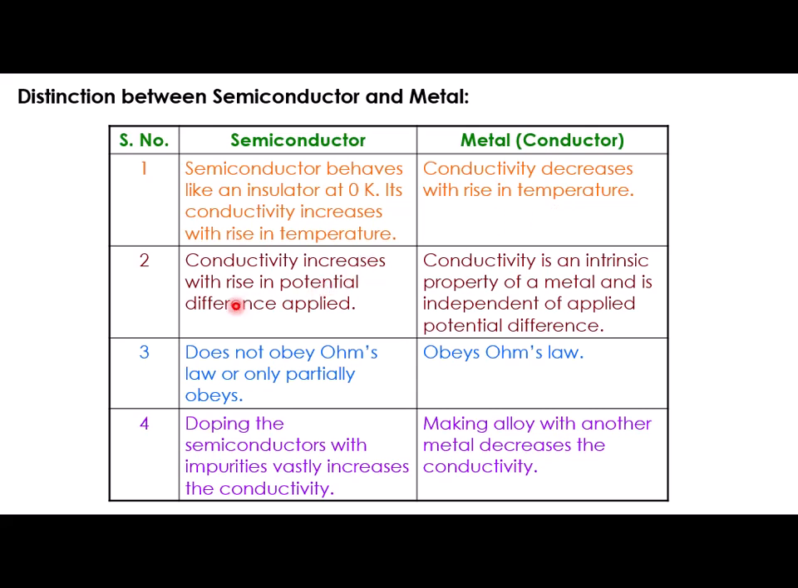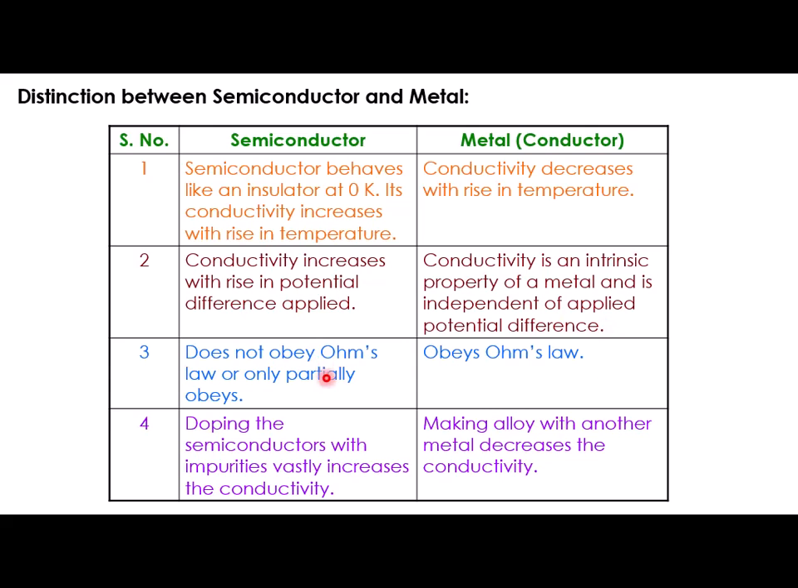In case of semiconductor, the conductivity increases with rise in potential difference applied. In case of a semiconductor, if you are increasing the potential difference, then the conductivity will increase. But in case of metal, the conductivity is an intrinsic property of the metal and it is independent of the applied potential difference. But in case of semiconductor, the conductivity is not an intrinsic property, it is decided by the external potential also. You will realize this point later on when you will study about p-n junction.